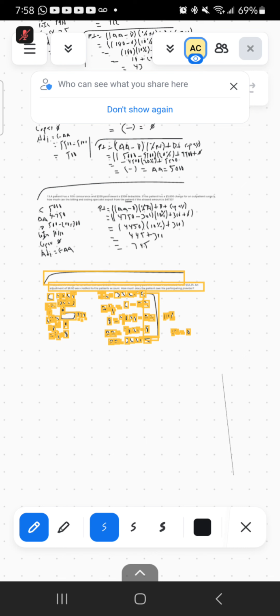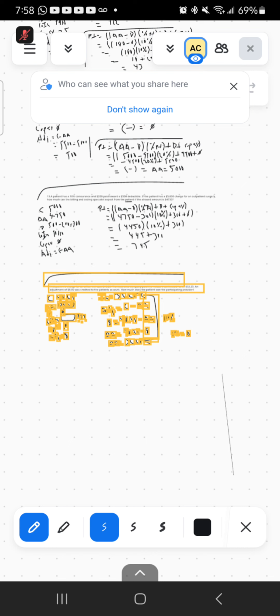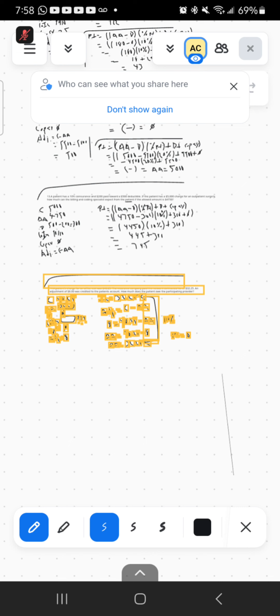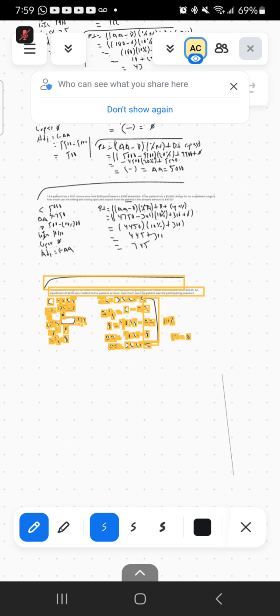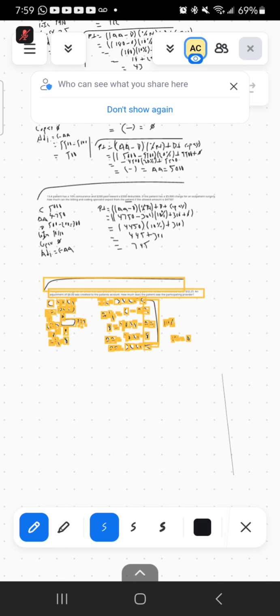So in this one that we forgot, let's do the insurance company. The insurance will pay the allowed amount minus deductible times the percentage for the insurance. The allowed amount was $4,750 minus $300, and then we're gonna multiply it by 90%.